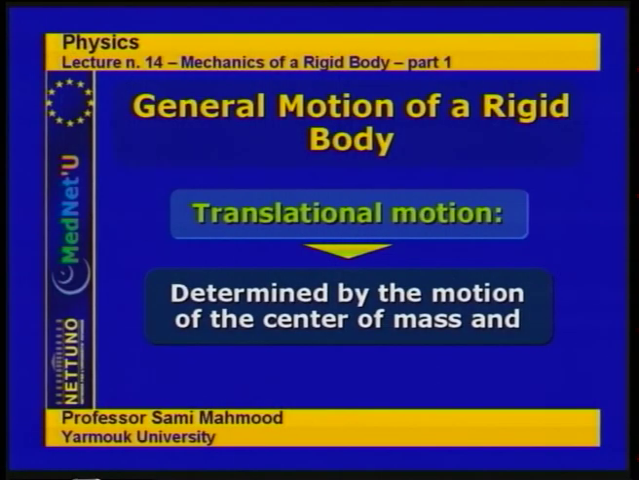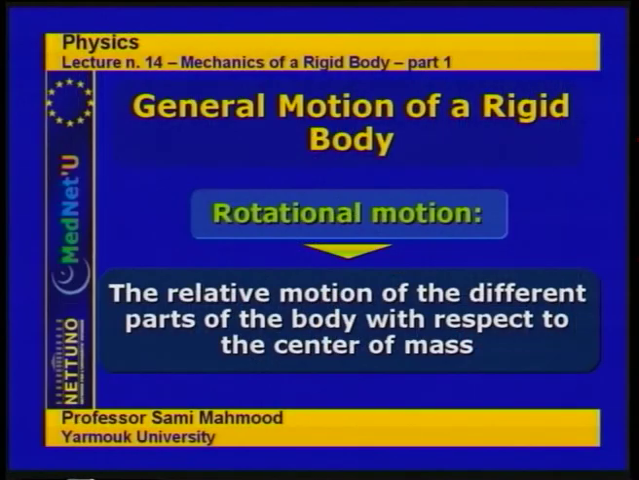The general motion of a rigid object, which is extended in three-dimensional space, as we have said in the context of discussing the motion of a system of particles, involves the translational motion, which is the motion of the center of mass of the body. So this translational motion is determined by using Newton's second law applied to the motion of the center of mass of the body.